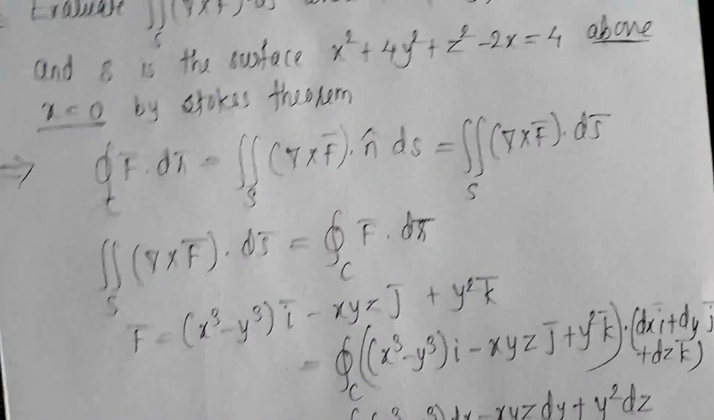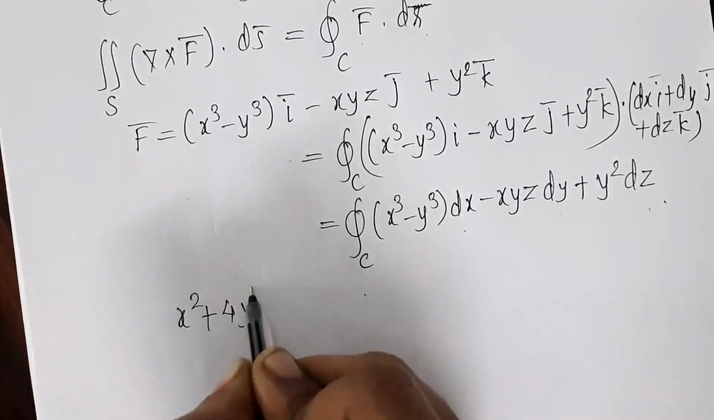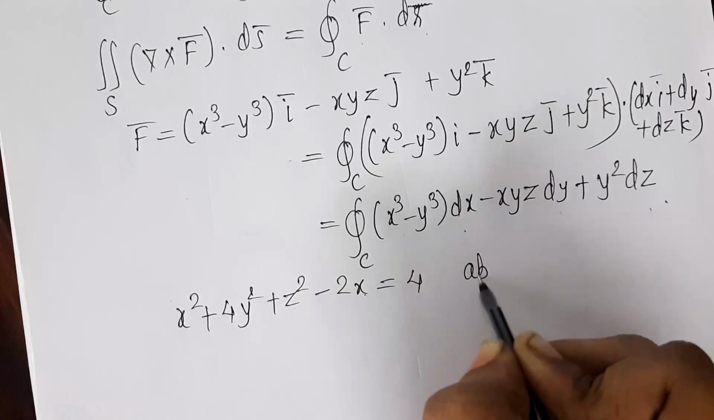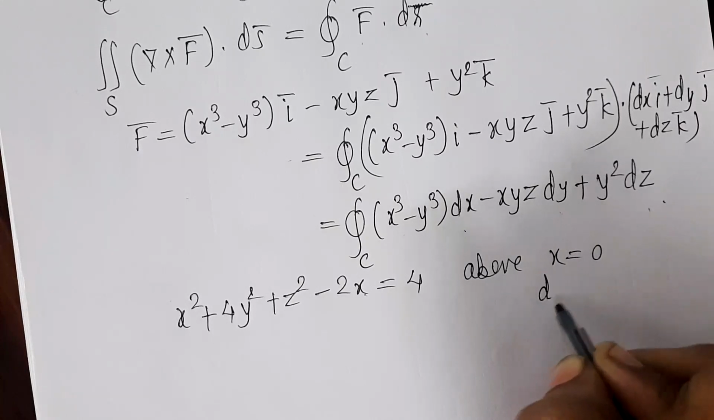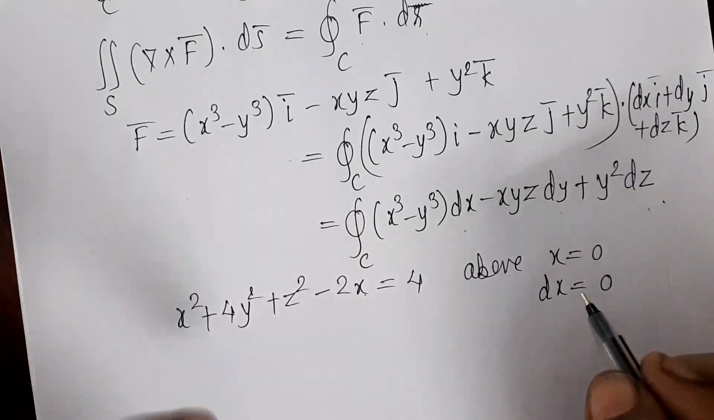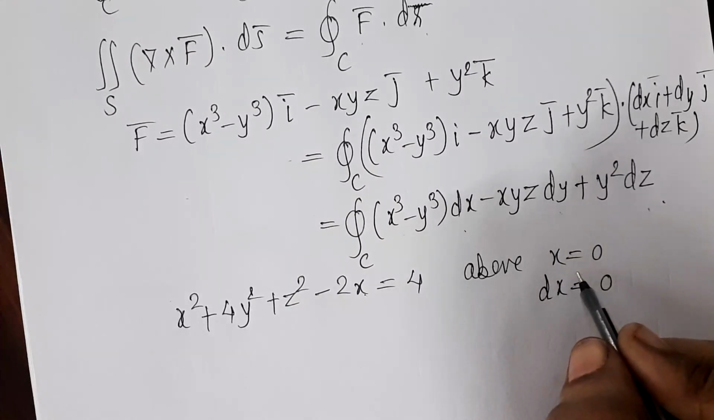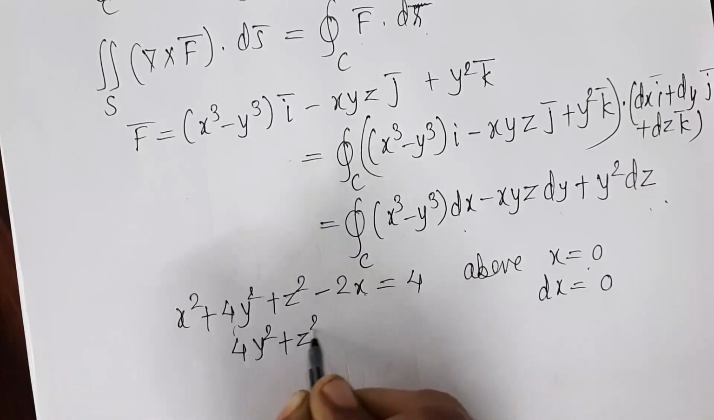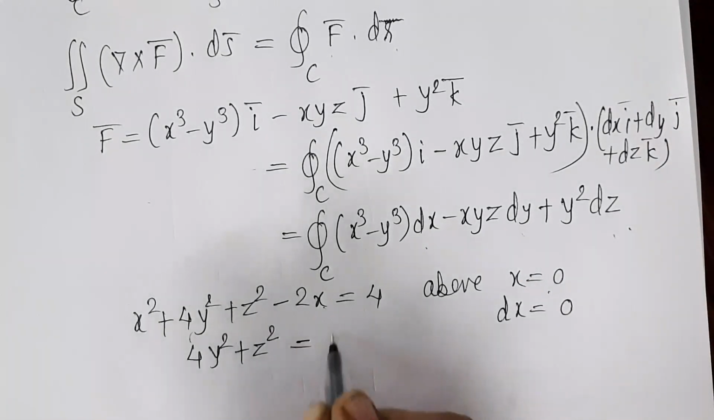So the equation is x square plus 4y square plus z square minus 2x is equal to 4, and given that it is above x is equal to 0. x is equal to 0 means dx is equal to 0. Above x equal to 0 means it is in the yz plane. So put x is equal to 0 here. It is 4y square plus z square is equal to 4.